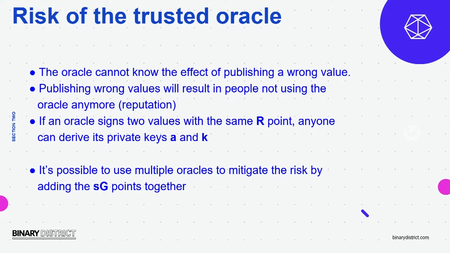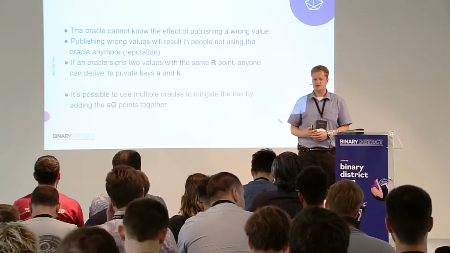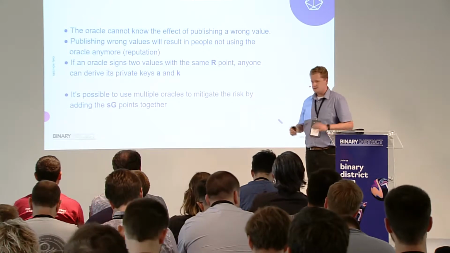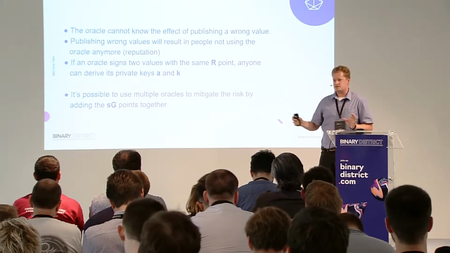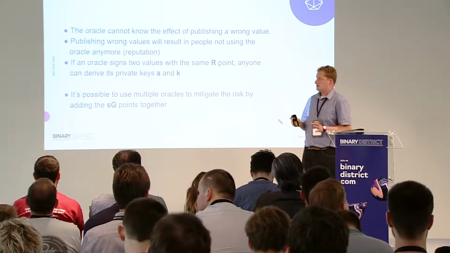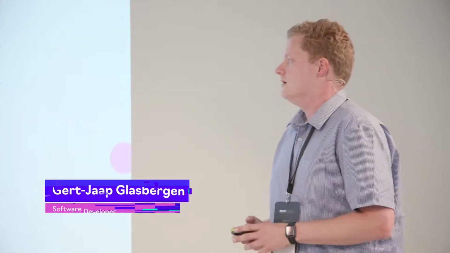And for the user in a discrete log contract, it's possible to use multiple oracles to mitigate the risk by combining the signature points together. So if you use 2 oracles, then you can use the 2 signatures of the 2 values and combine them together. Then you still need a 2 of 3 setup, so in case 1 oracle is misreporting, you can use the other 2.